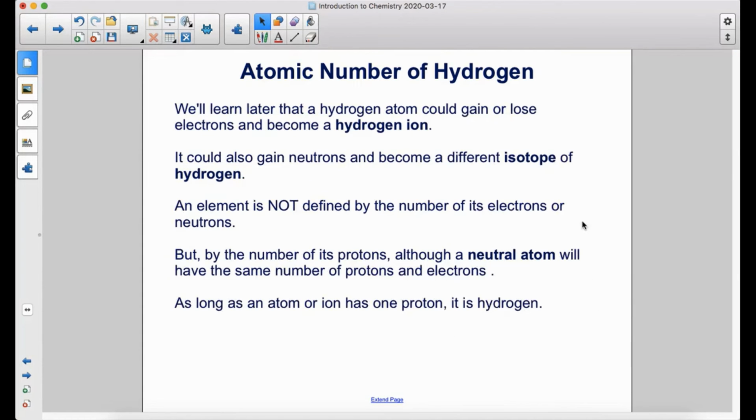We'll learn later that a hydrogen atom could gain or lose electrons and become a hydrogen ion. It could also gain neutrons and become a different isotope of hydrogen. An element is not defined by the number of its electrons or neutrons, but by the number of its protons, although a neutral atom will have the same number of protons and electrons. As long as an atom or ion has one proton, it is hydrogen.